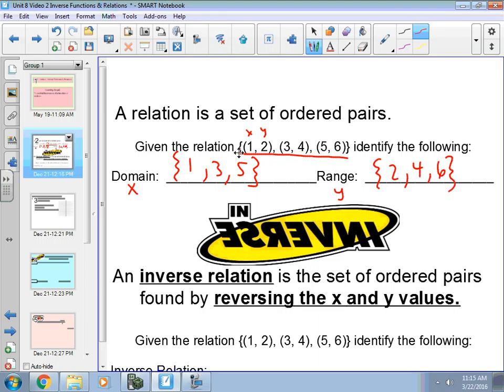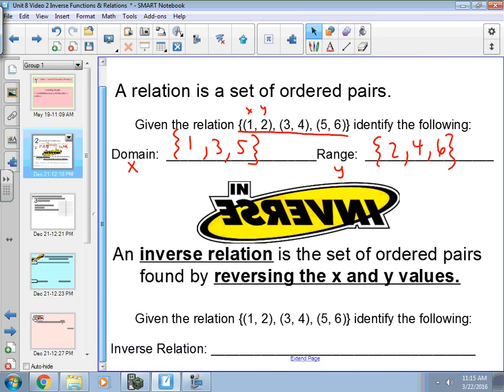Now, when we start talking about an inverse, or an inverse relation, that's the set of the ordered pairs found by reversing the x and y values. So if you want to find the inverse of the problem we just had, the inverse would be the same point just switched around. So if this is x and this is y, when we find our inverse, you're switching them.